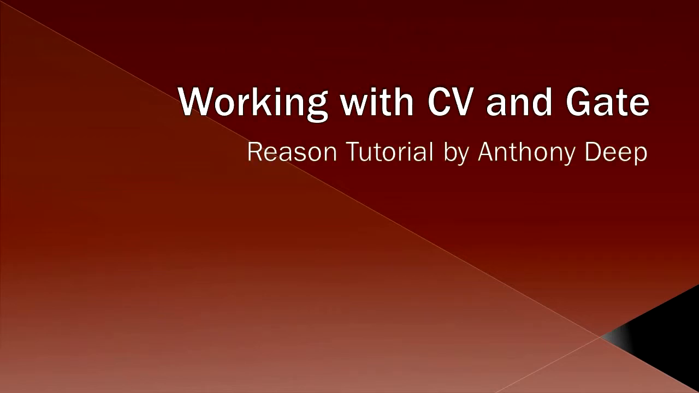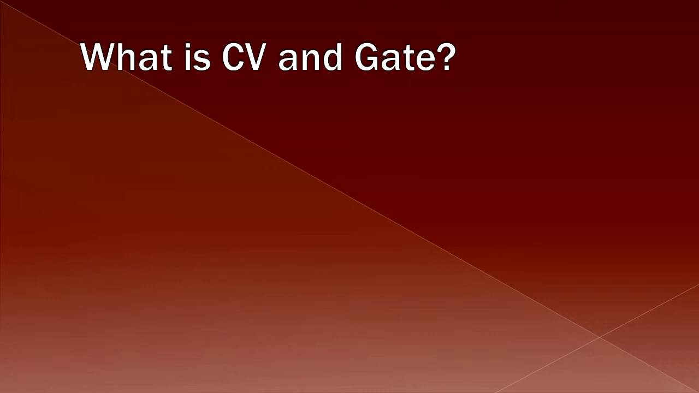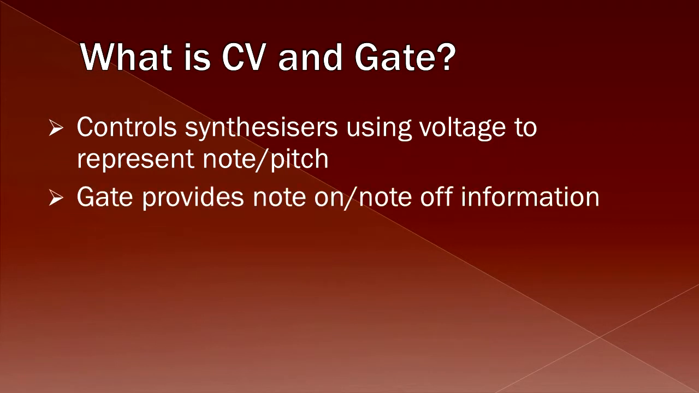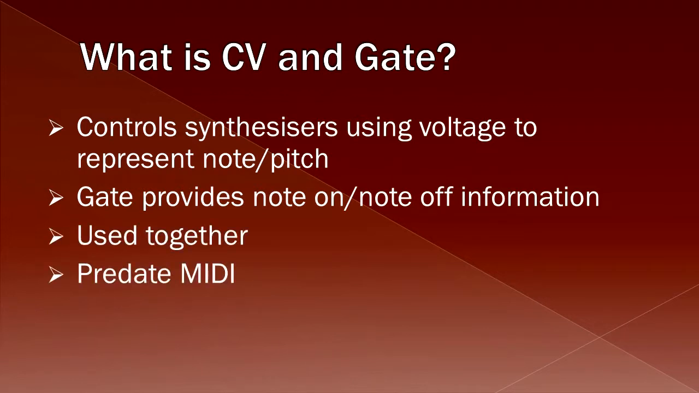Welcome to this Reason tutorial on CV and Gate. What is control voltage and gate? Control voltage, or CV, is a way to control monophonic synthesizers using voltage to represent note information. Gate is a complement to CV, which provides note on and note off information. Both these methods are used in tandem and predate MIDI.